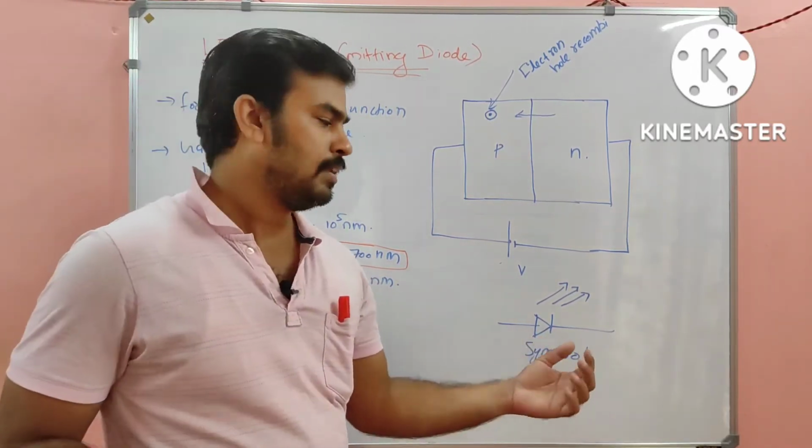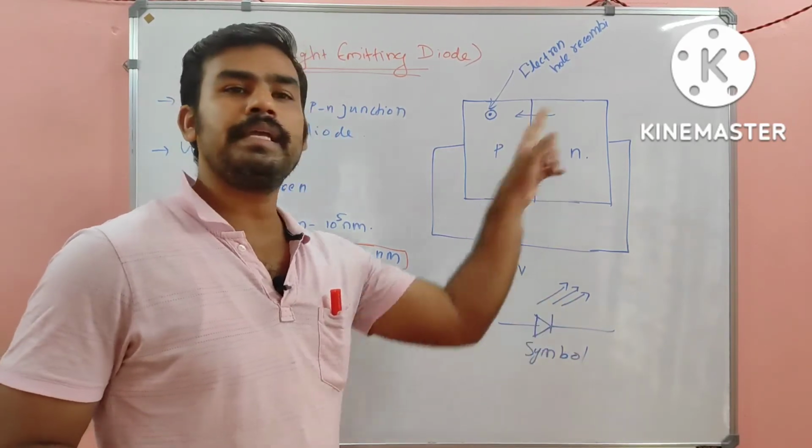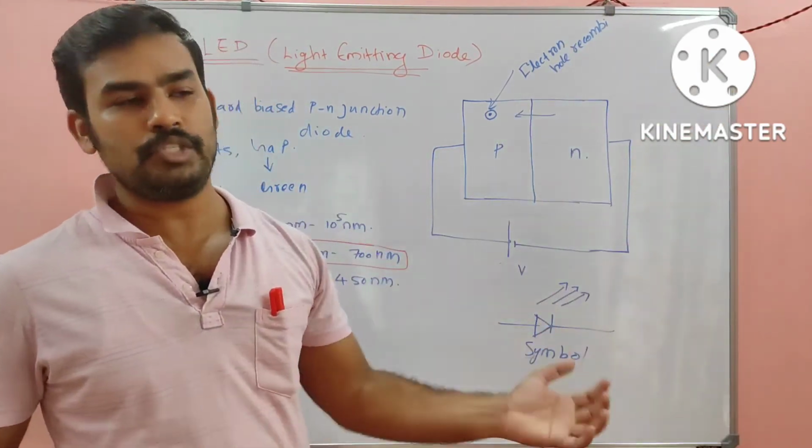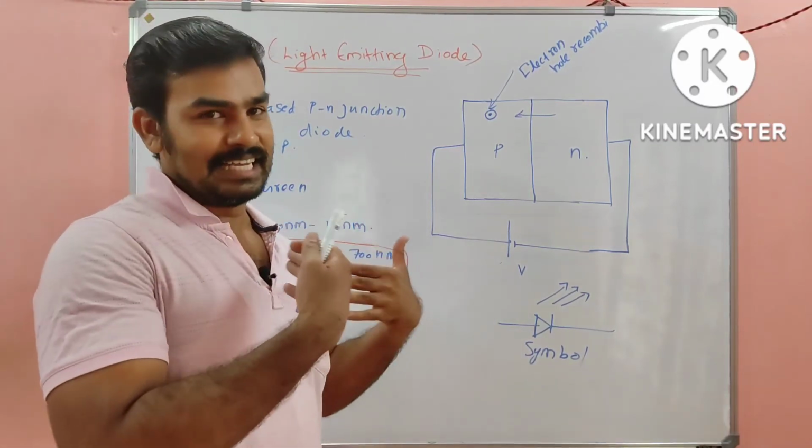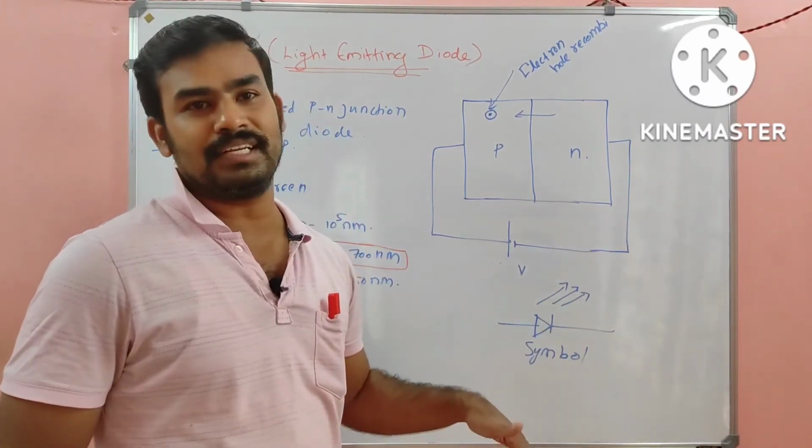This is the symbol. You have to make sure that the arrow is pointing away from the PN junction, towards us.